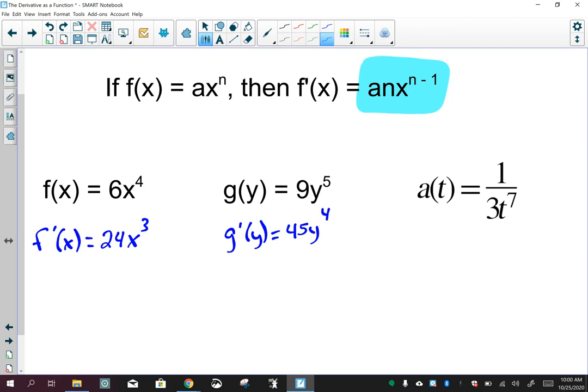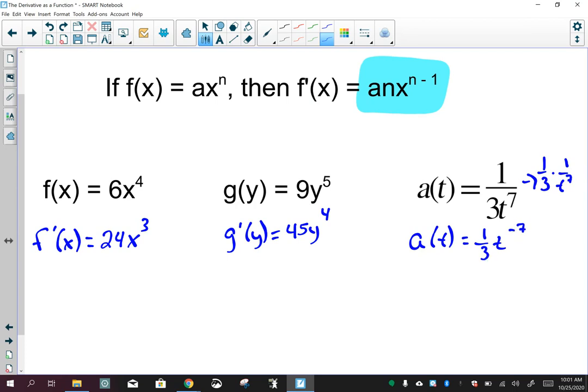Now, on this one here, I would not run the power rule as is, because this is actually not in a power rule situation. When you're looking at and trying to use this, you want to make sure that you don't have any fractions like this. So the first thing I'm going to do on this one is rewrite this, move everything up, and split stuff up. So instead of having 1 over 3 t to the 7th, I've actually got 1/3 t to the negative 7th. Because remember that this right here is 1/3 times 1 over t to the 7th. So all I did was break this up so you can look at it like this.